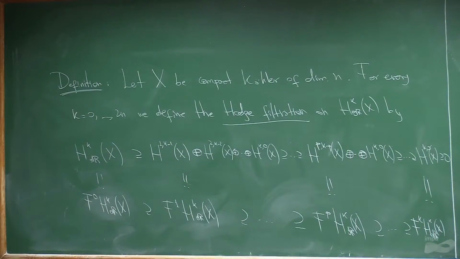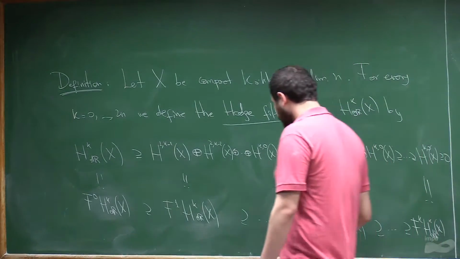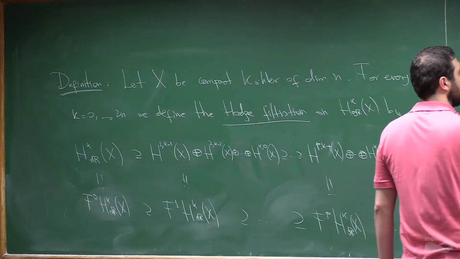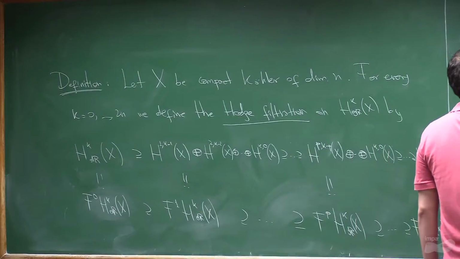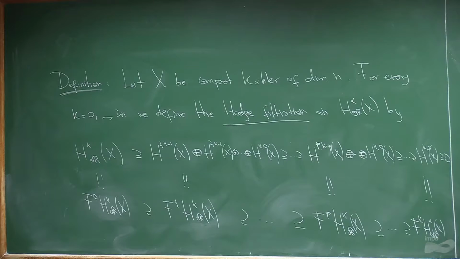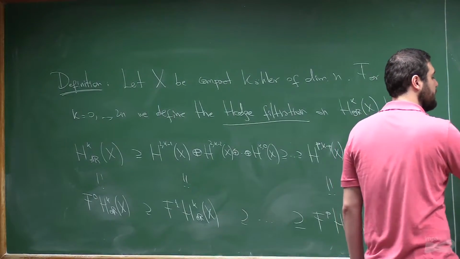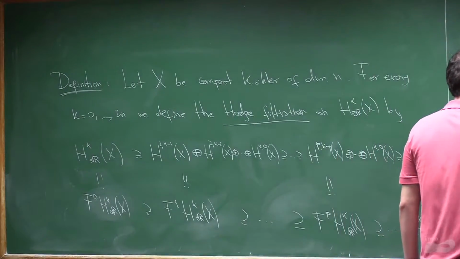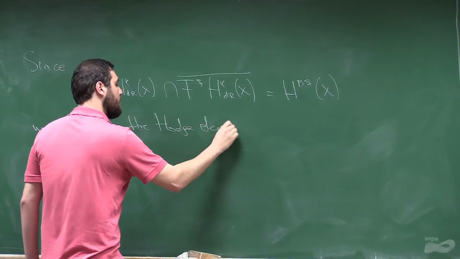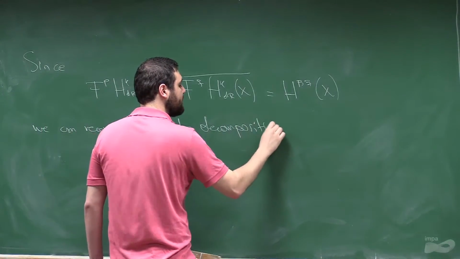So note that from the Hodge filtration we can recover the Hodge decomposition, since F^p of H^k de Rham of X intersected with F^q of H^k de Rham of X bar is equal to H^{p,q}, we can recover the Hodge decomposition from the Hodge filtration.